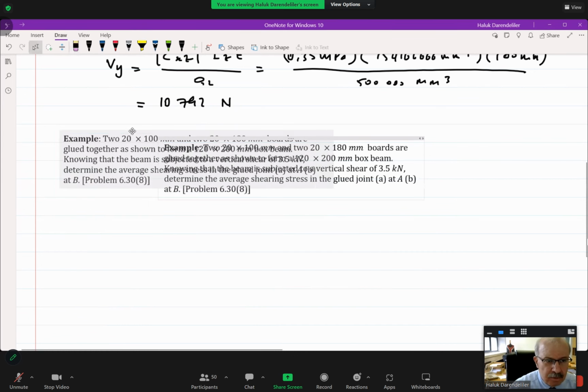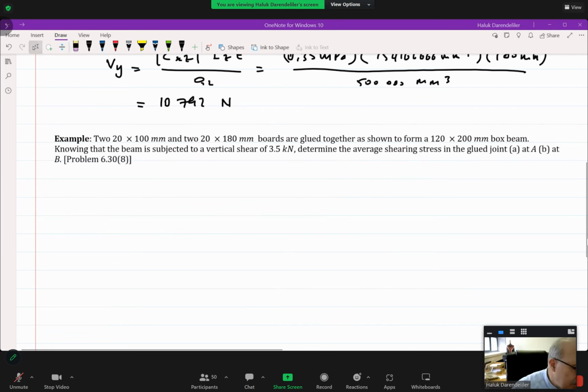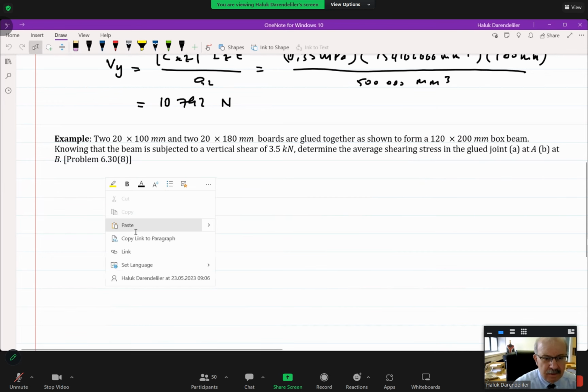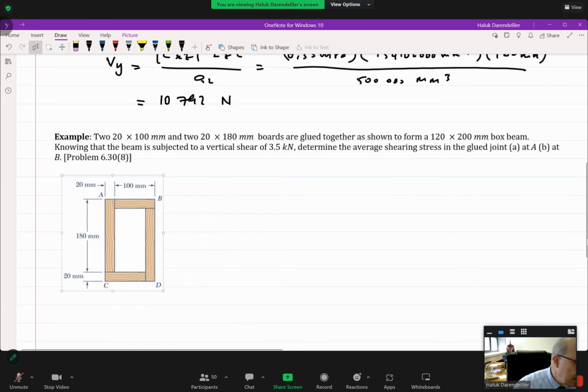Now this is the statement of the problem. Right. And this is the figure. Copy. Paste. Okay. Now look. Please look at the figure carefully. Here, okay, 220 by 100 millimeter and 220 by 180 millimeter bores are glued together again. And at the end, you have such a box beam. Now, we know that this box beam is subjected to a vertical shear of 3.5 kilonewtons.